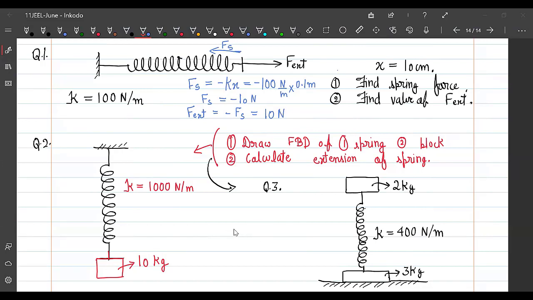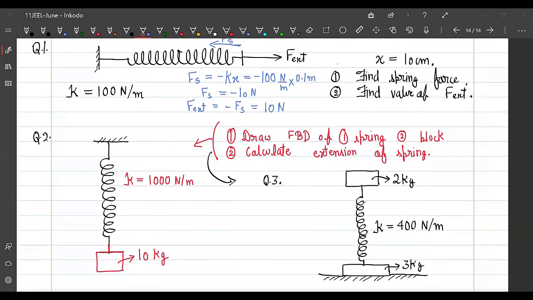ठीक है. The second and third case, draw the FBD and then calculate the extension of the spring. और तीसरे वाले केस में compression होगा. Solve it and when done, just put it on the chart. Don't take more than 5 minutes. फटाफट FBD बनाना है दोनों का and then just solve.